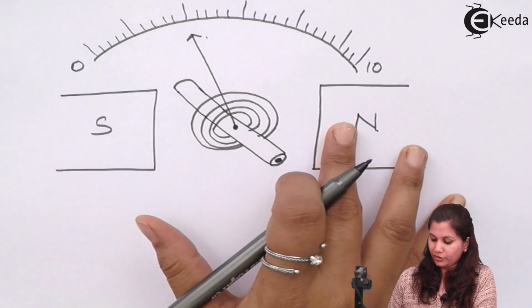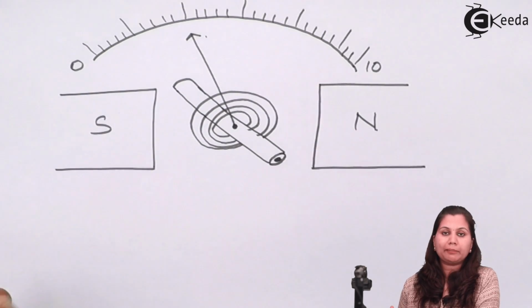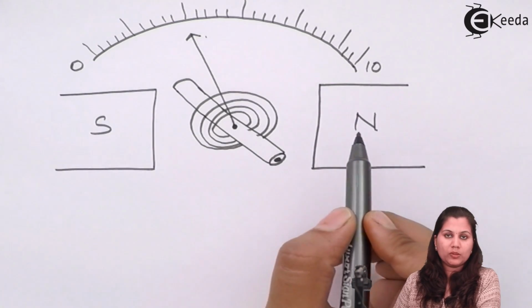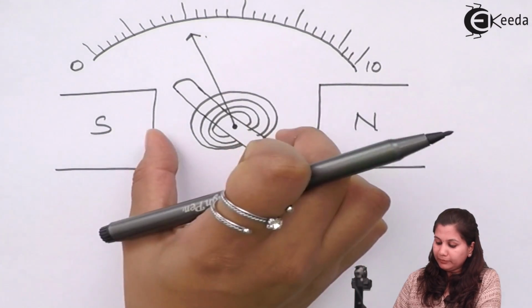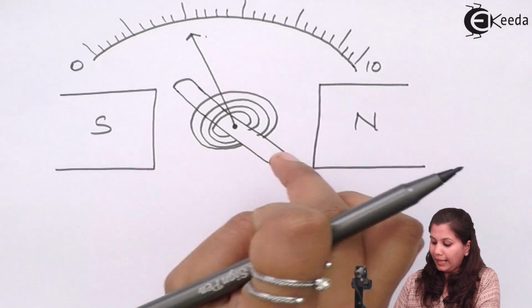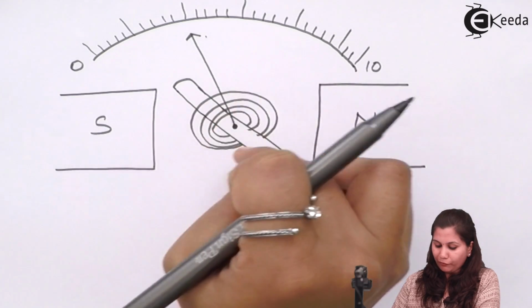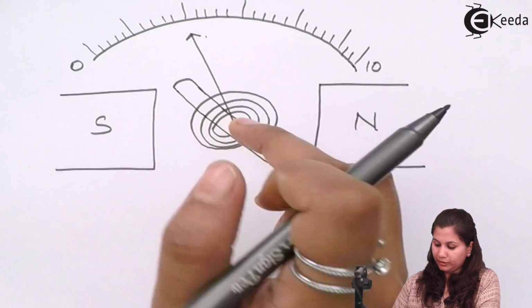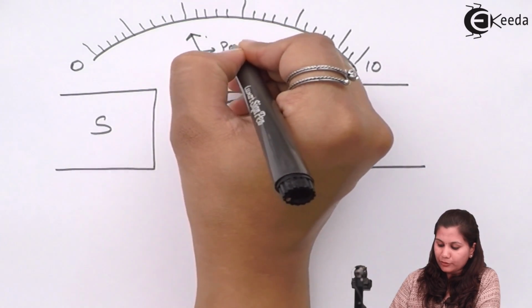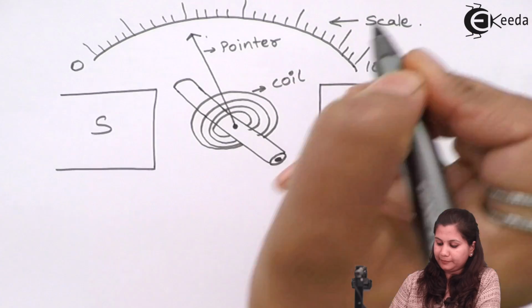This is the construction or the diagram of the analog multimeter, which is a type of permanent magnet moving coil galvanometer. Here these are the north and south poles of the permanent magnet, and between these poles a magnetic field will be present, and in this magnetic field an aluminium former is present. Around this aluminium former the coil is wound. This is the coil, and to this coil a pointer is attached, and this pointer moves over this graduated scale.